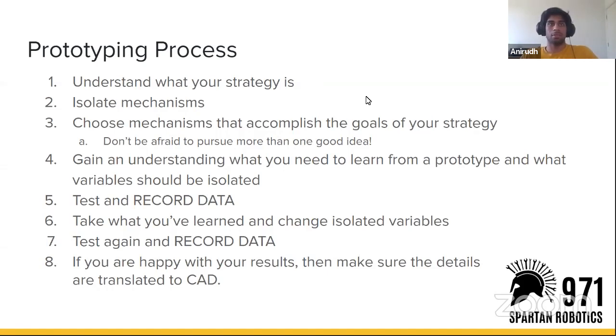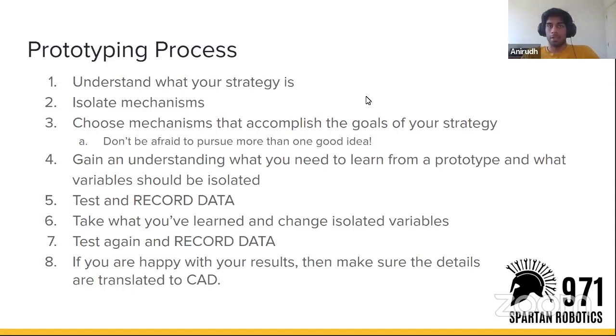So looping back to the first step, if you have more than one idea you want to pursue for a specific mechanism, you can prototype them in parallel and decide which one will go into the robot as you collect data. And then after that, you just gain understanding of what you need to learn from a prototype for a mechanism and what variables should be isolated. And then this simply means that you need to come up with some ideas of what you want to learn when you make your prototype and what you hope your prototype will help you accomplish. After that, you obviously make your prototype with your isolated variables in mind and you run it and record data.